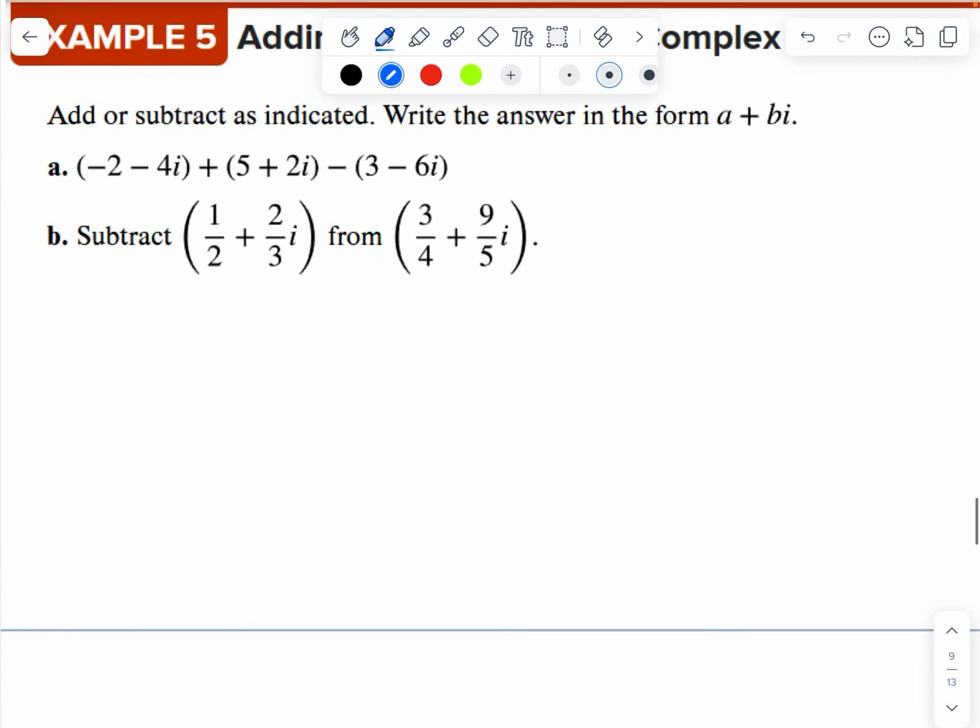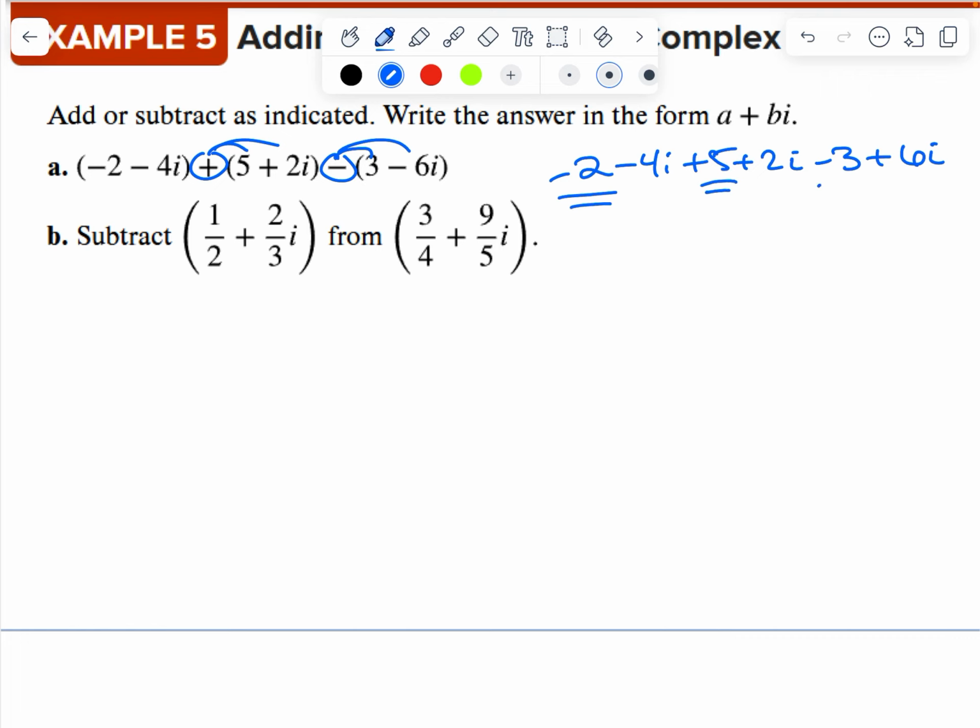When you're trying to add or subtract complex numbers, all you're going to do is combine like terms, just like you would if you had variables. So on this one, I like to clear the parentheses first. If you distribute a plus into that, it's not going to change anything. Distribute a minus into that, it's going to change all those signs: negative 2 minus 4i plus 5 plus 2i minus 3 plus 6i. And then combine your numbers. Again, we're just combining like terms here.